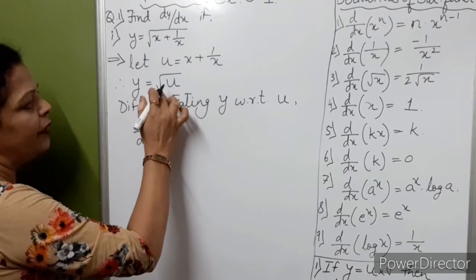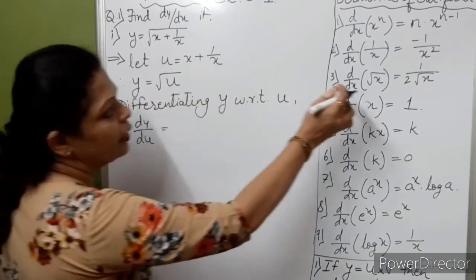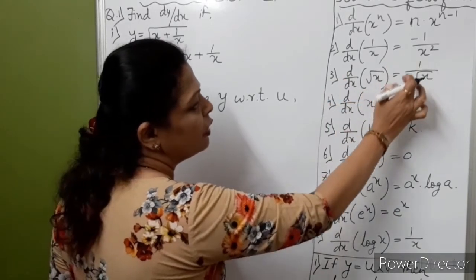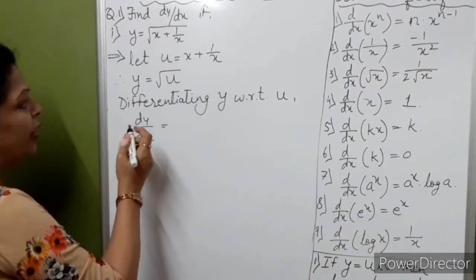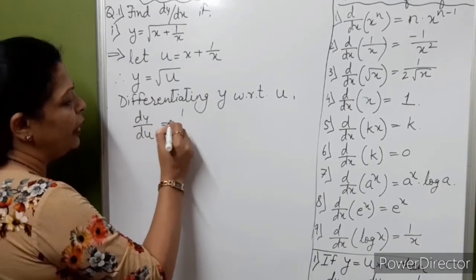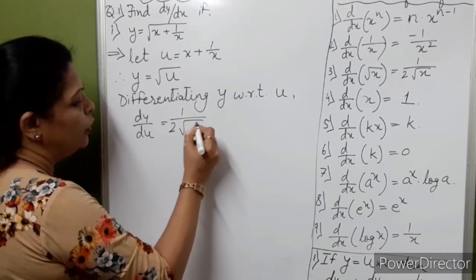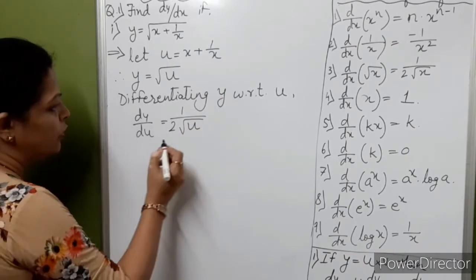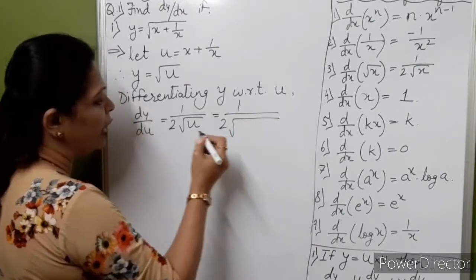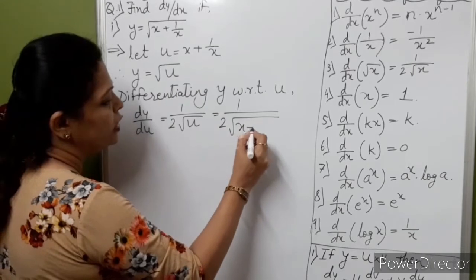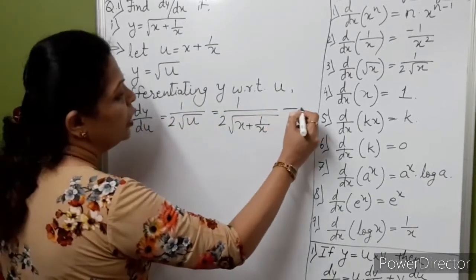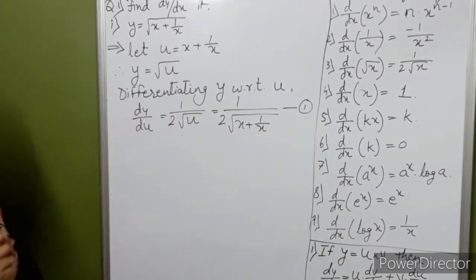Now, what is the derivative of under root u? We have used this formula. You know this formula: d dx of root x is 1 upon 2 root x. So, over here, x is replaced by u. So, dy by du will be equal to 1 upon 2 into root u. We substitute the value of u. u is x plus 1 upon x. So, this is your dy by du.